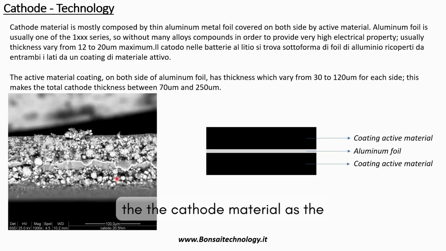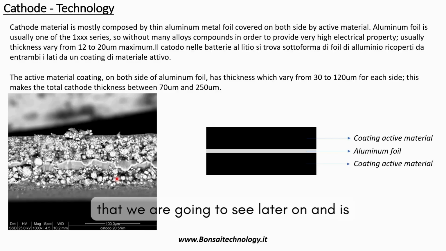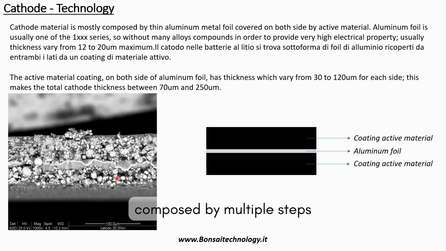The cathode material, as well as the anode material, is produced in a manufacturing line that is called electrode manufacturing line, which we are going to see later on, and is composed of multiple steps.